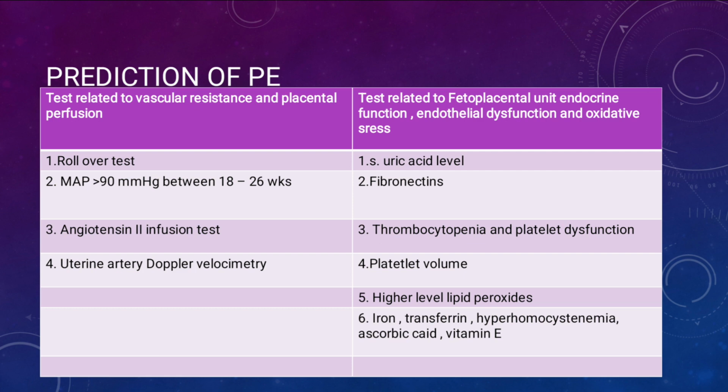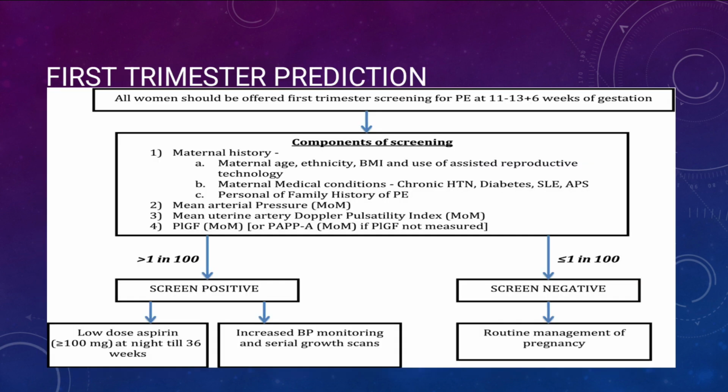Uterine Doppler velocimetry between 22 weeks would show the presence of a persistent notch after 22 weeks of gestational age. Then tests related to the fetoplacental unit, endocrine function, endothelial dysfunction, and oxidative state: serum uric acid level, fibronectin, thrombocytopenia, platelet dysfunction, iron, transferrin, homeostasis, ascorbic acid. This is the first trimester prediction.